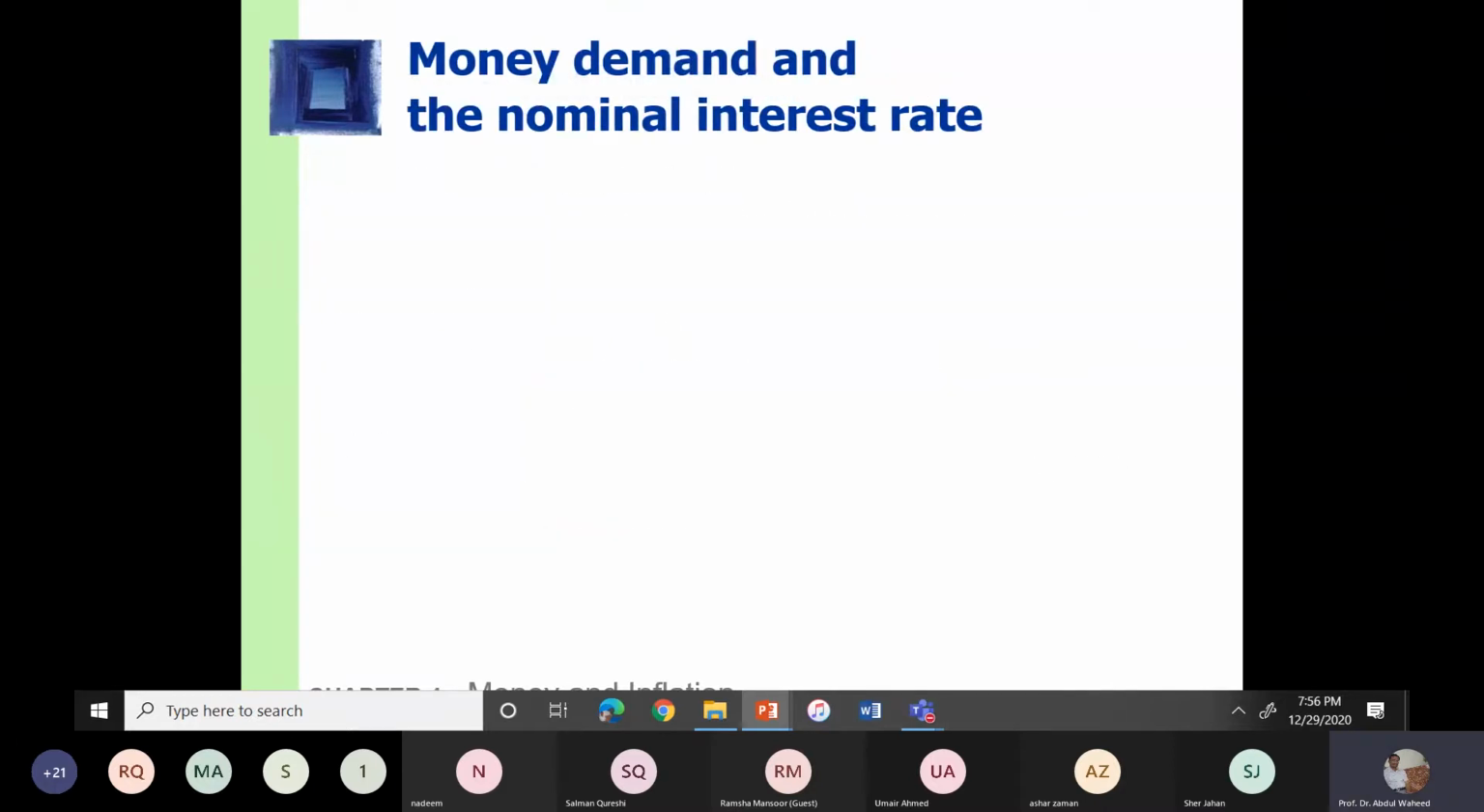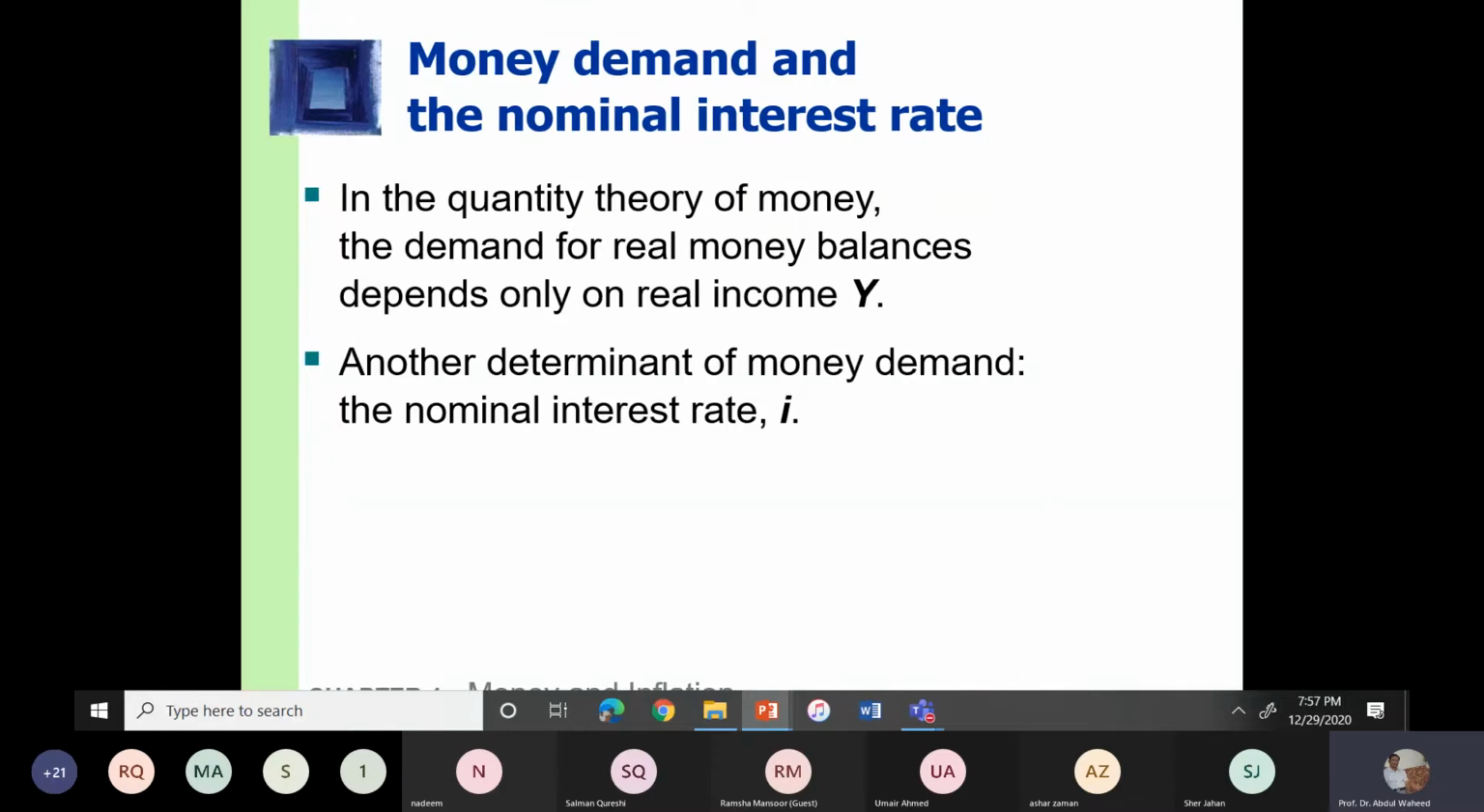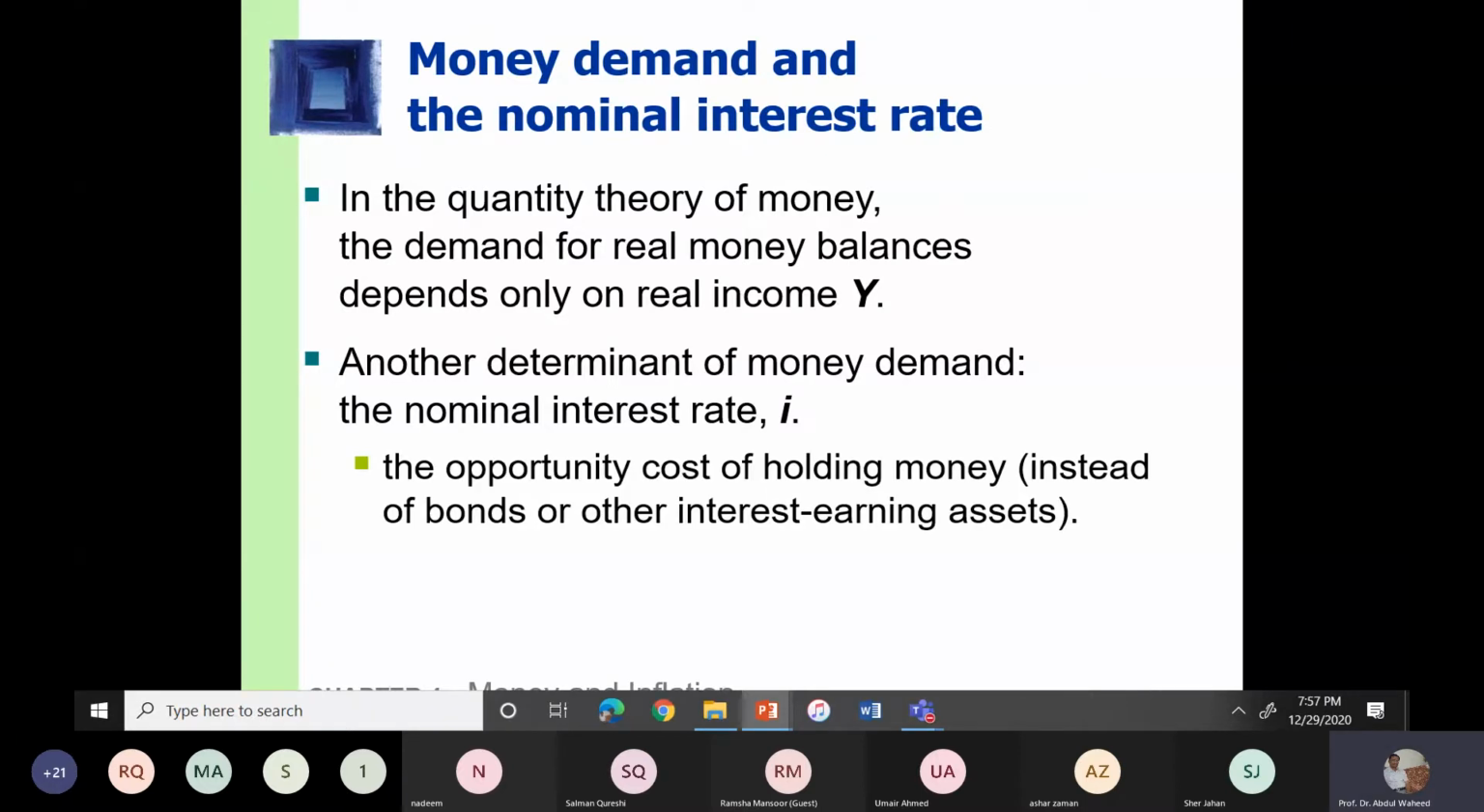Then we have money demand. In the quantity theory of money, the demand for real money balances depends on the real income, which is the transaction demand for money. Now there is another determinant of money demand, which is the nominal interest rate. This is the opportunity cost of holding money, instead of bonds or any other interest-bearing assets.